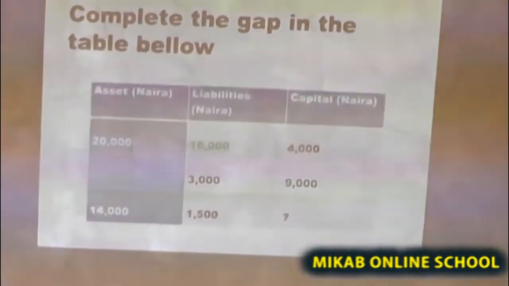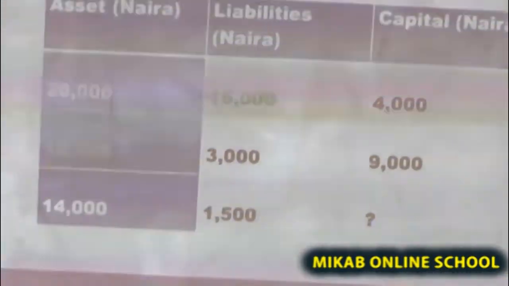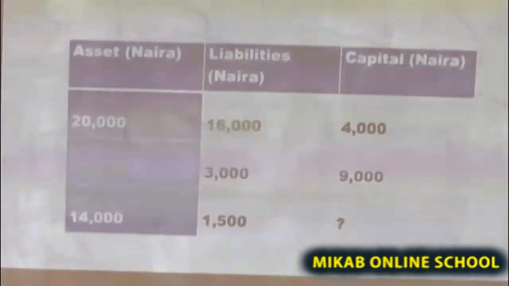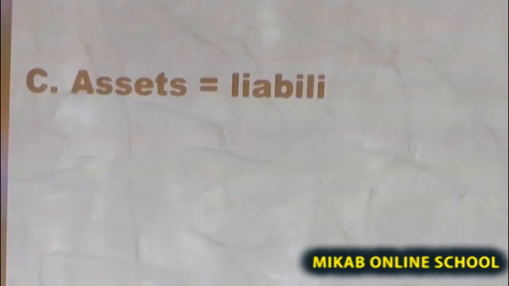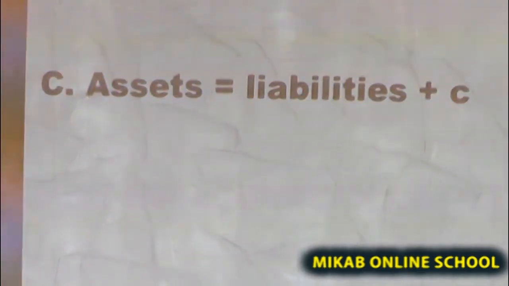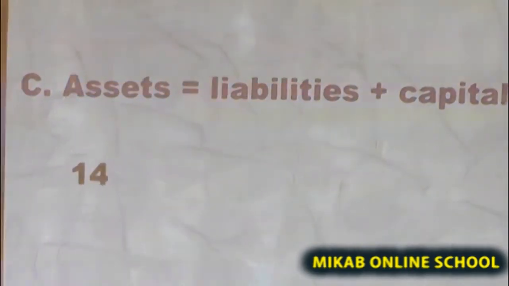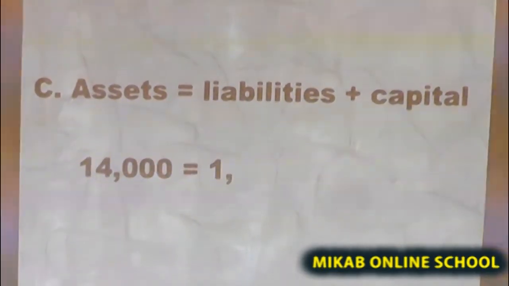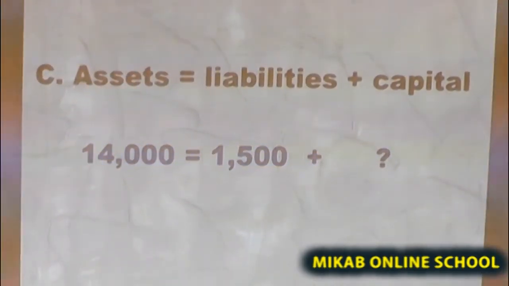The third one now, assets is given to be 14,000. Liabilities is given to be 1,500 naira, while capital is not given. Now, how do you find capital? You can have capital by coming first with your formula again: assets equal liabilities plus capital. Now you can swing it. As you see on the screen, assets is given to be 14,000 naira, while liabilities is given to be 1,500 naira. But here the capital is not given.